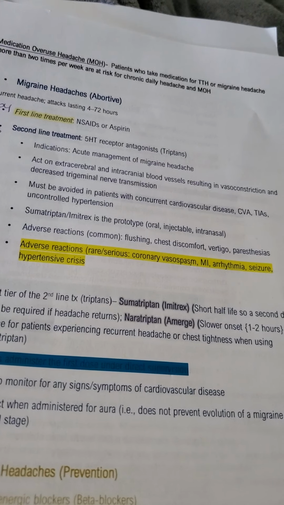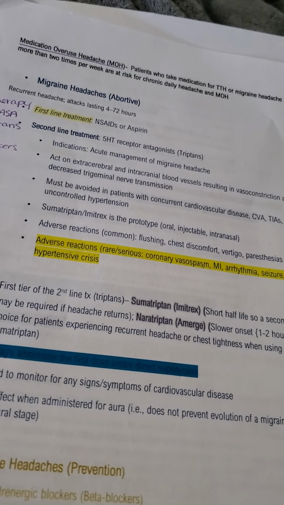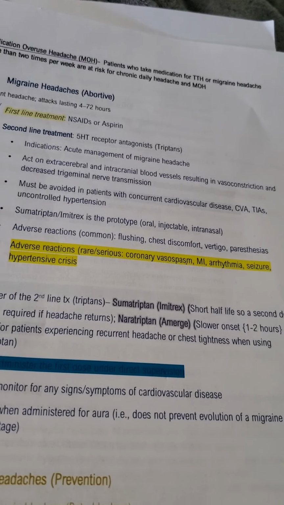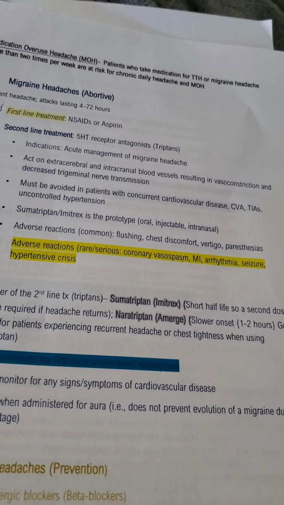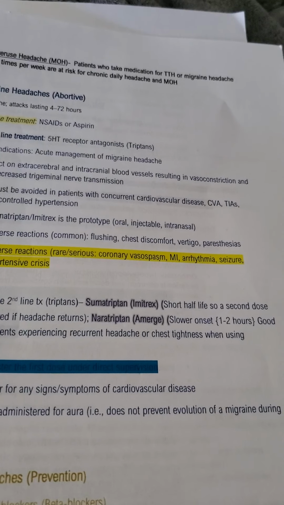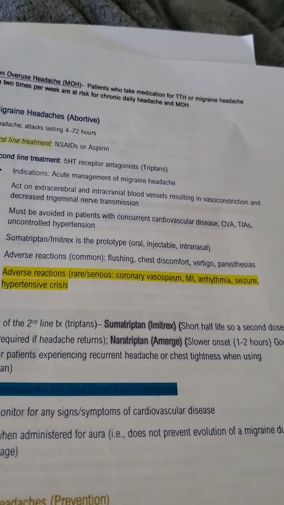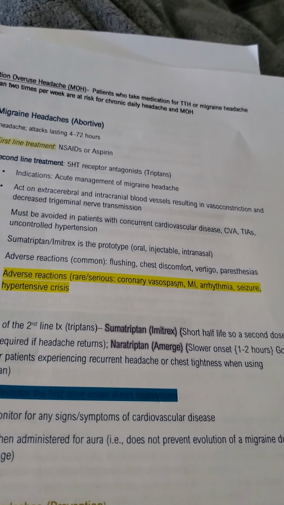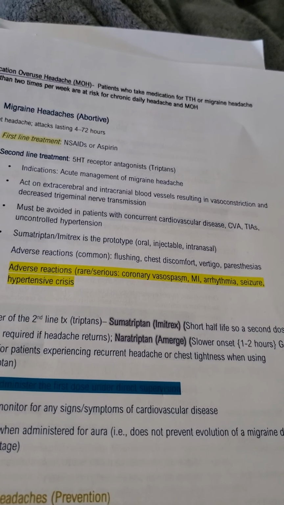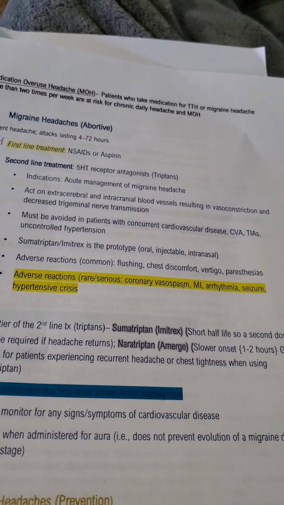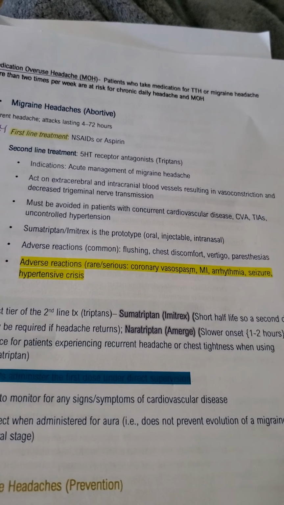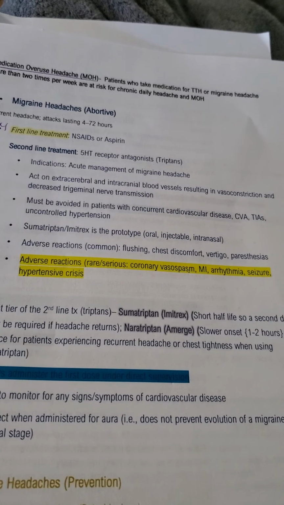Second line treatment for abortive migraines, the 5-HT receptor agonists or the triptans. The indication is for acute management of the migraine headaches. This acts on the extracerebral and intracerebral blood vessels, resulting in vasoconstriction and the decreased trigeminal nerve transmission. They must be avoided in patients with concurrent cardiovascular disease such as CVAs, TIAs, and uncontrolled hypertension. Sumatriptan is the first prototype for this drug class.